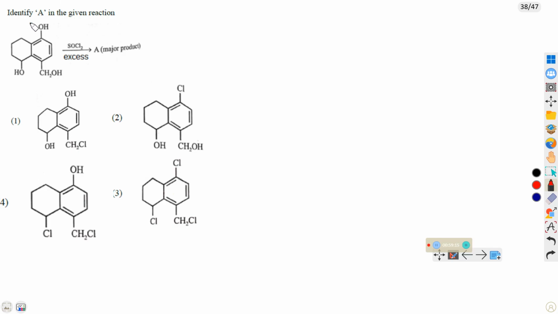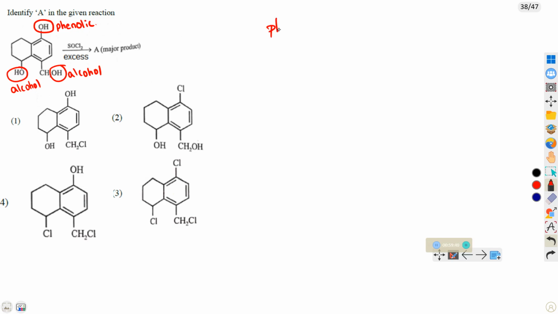Complete the following reaction. First of all, this OH group is directly attached to the benzene ring. This is a phenolic OH group. Phenolic OH group is unaffected by SOCl2. This is not on the benzene ring, so this is considered an alcoholic OH group. This is also considered an alcoholic OH group.